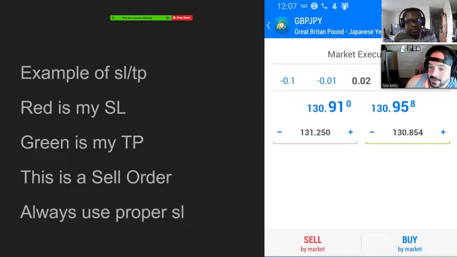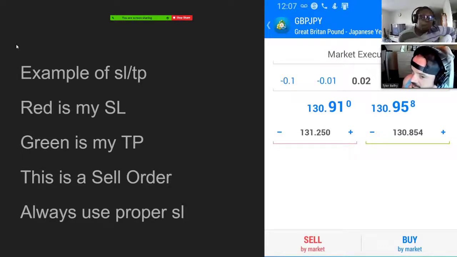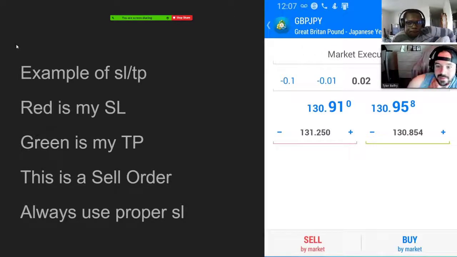So that's the green number, right? Exactly. So that's the cap. Is your buyback cap? No, it's your profit cap. So if price goes down to that number, that's the profit I want to take. So let's look at... Oh, okay, yeah. So if it goes down, and then if it goes up to 131.250.